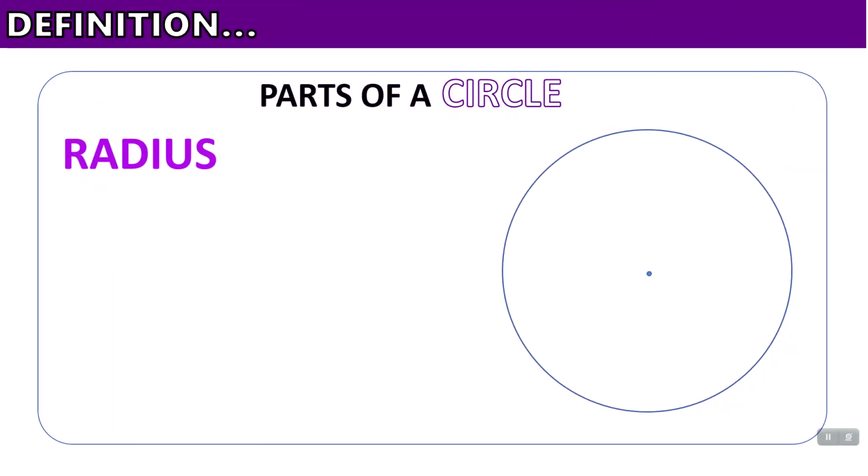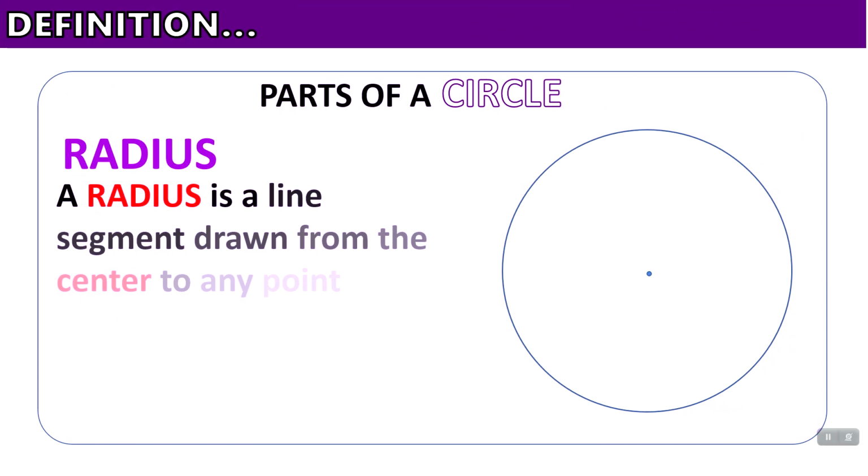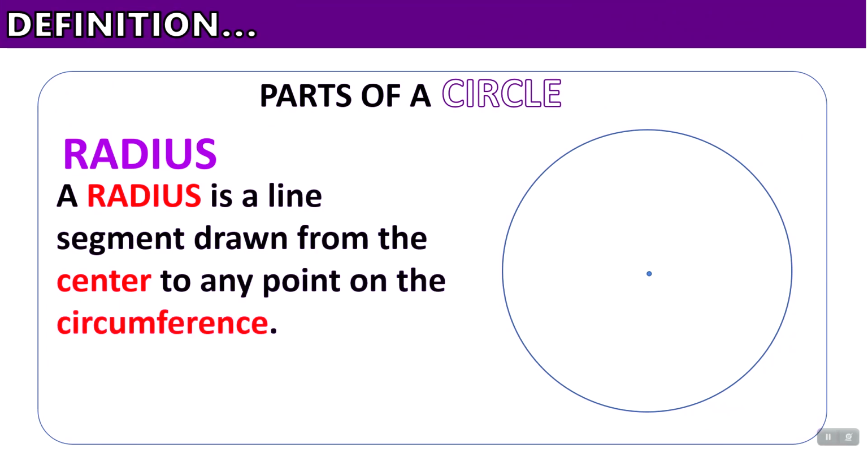Another part of the circle is the radius, and the radius is simply a line segment drawn from the center to any point on the circumference. So here's the center, and there's the circumference, so that line segment is called the radius. We denote it with the letter R. Let's start at the center again and end up at another part of the circumference. That line segment, denoted as R, is also a radius because it touches the center and the circumference.